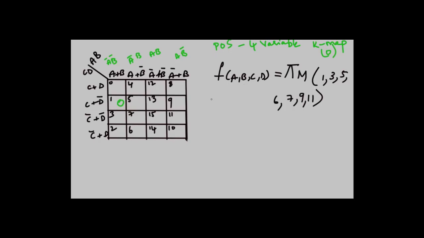Yeah, the 1 and next 3 max term. Then what is the other max term? The 5. Next 6, 7, 9 and 11. So we got a total of 7 max terms. These are the 3, 4, 5, 6, 7 max terms. Now the grouping procedure is the same as we already discussed. There is no change in any grouping procedure. In the same way all the rules you need to follow.